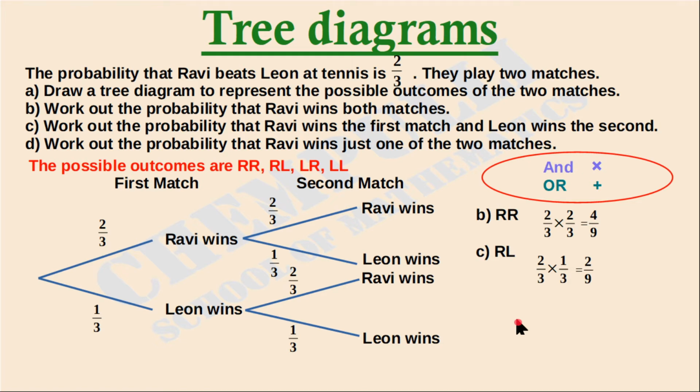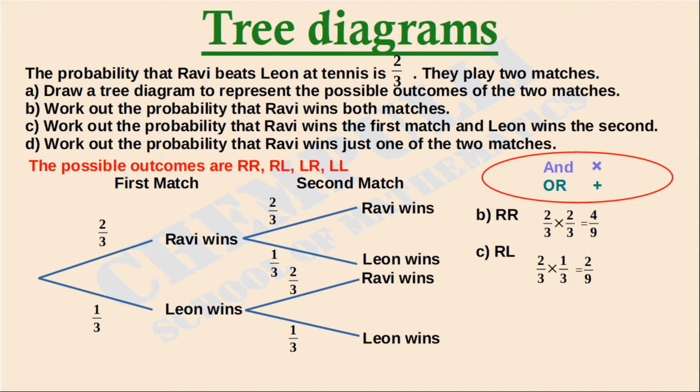Okay, then the next one, the third question. Work out the probability that Ravi wins just one of the two matches. That is, Ravi wins one of the two matches, which means only one match. These are the chances. Ravi wins the first match, and who will win the second match? Leon. That is RL. That is one possibility. Or which other way can we take?